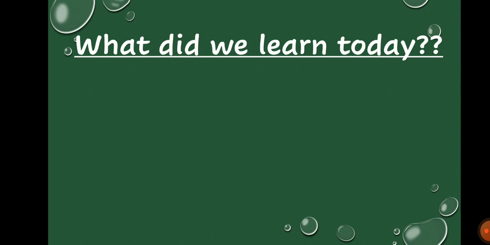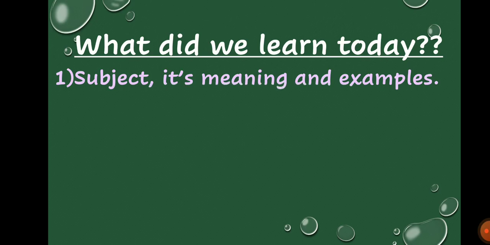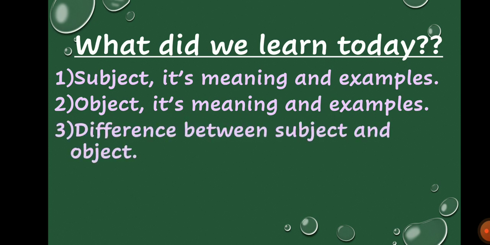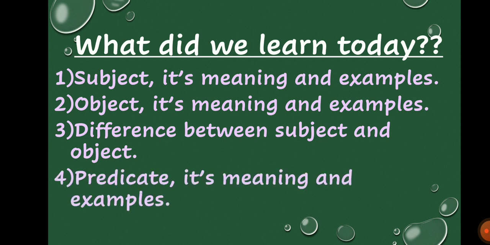So students understood what is predicate. So students, I hope that you have found this grammar session very interesting and very easy. So students, what did we learn today? Today we learned about subject, its meaning and examples. Then we studied about object, its meaning and examples. Then we studied about the difference between subject and object. And lastly, we studied about predicate, its meaning and example. So students, I hope that you have understood all these topics of this grammar session very well, and I hope that you enjoyed this grammar session well.